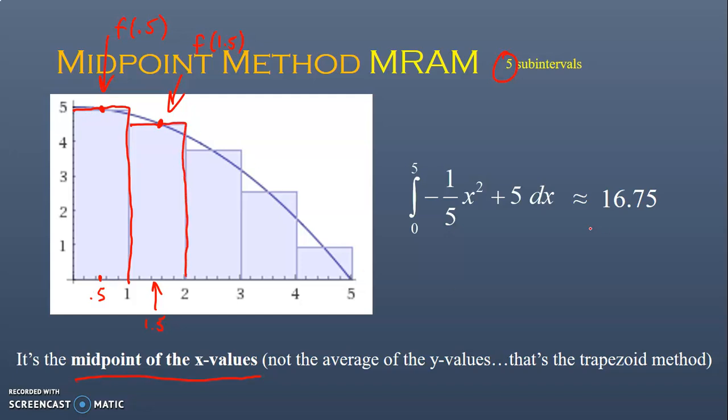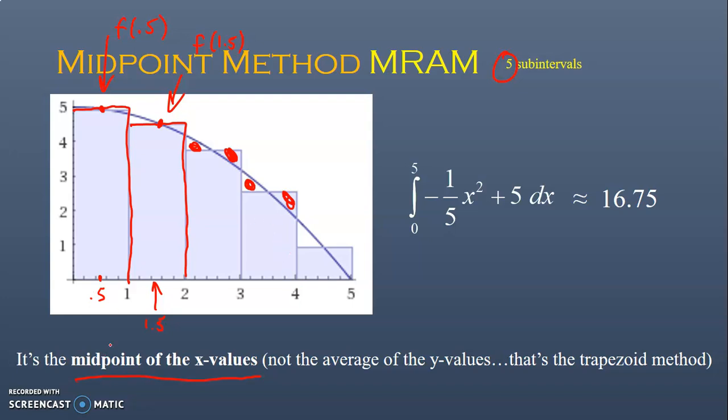With a midpoint, you're not going to be able to tell whether it's an over or underestimate, because if you look, each of these rectangles has a little bit too much and a little bit not enough. A little bit too much and a little bit not enough. So it's impossible to tell from a midpoint Riemann sum whether it's an over or an underestimate.